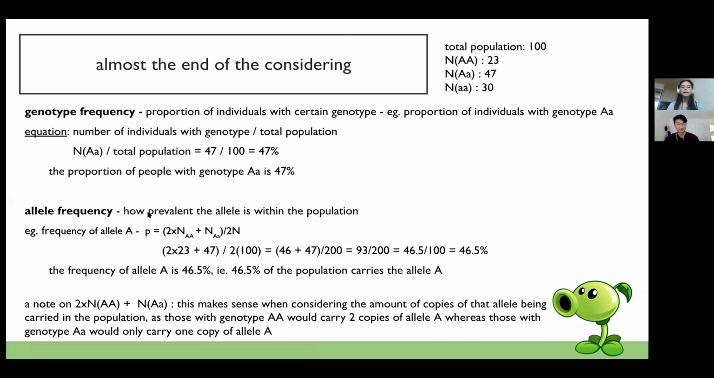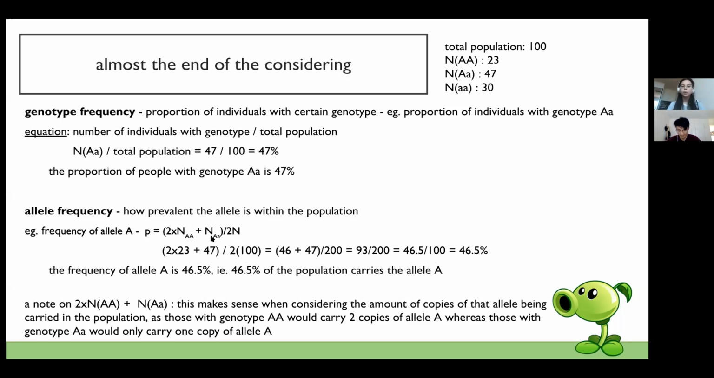Now, the best way to think about the allele frequency equation is to think of it as how many copies of the allele are present within the population. So if p represents how many copies there are in the population, and big N_AA here is representing the number of people with the genotype big A, big A, then each of these people is carrying 2 copies of the allele big A. So for every person, there are going to be 2 copies of the allele big A, and that's why you double that number.